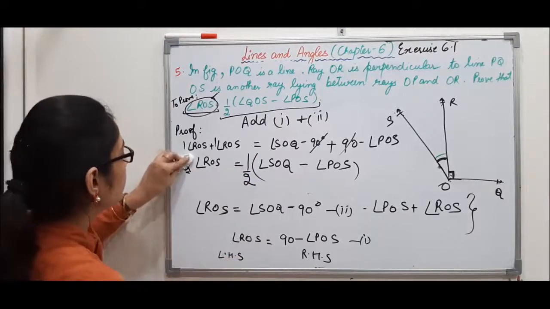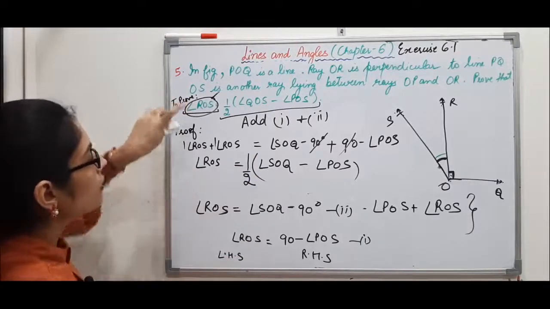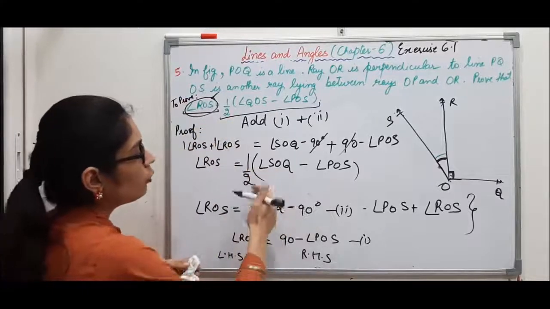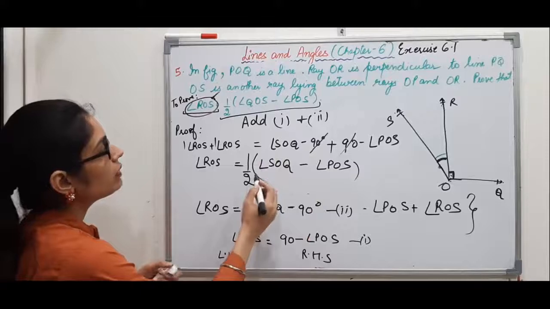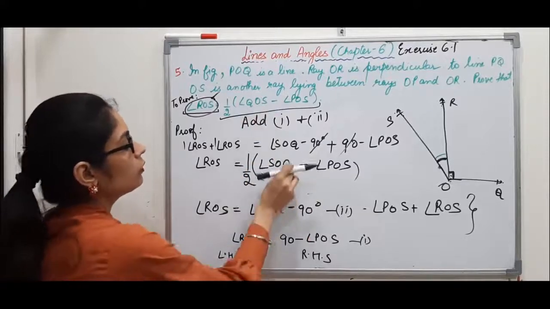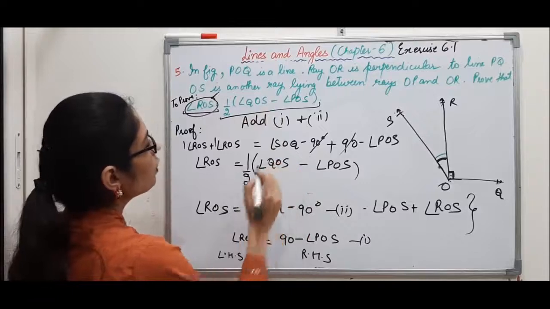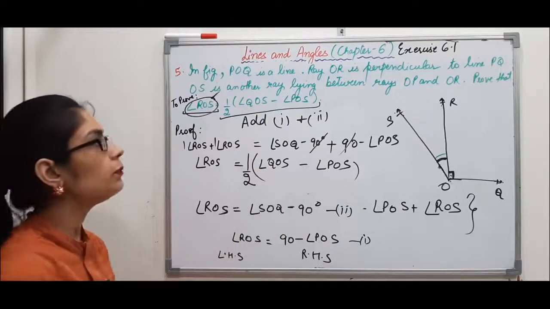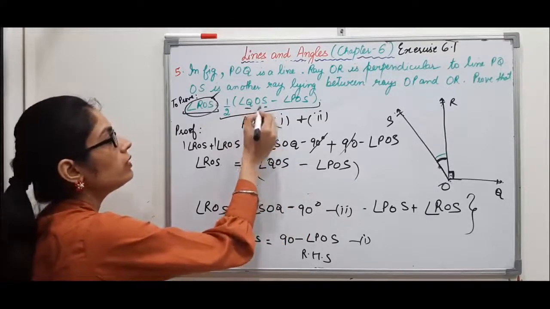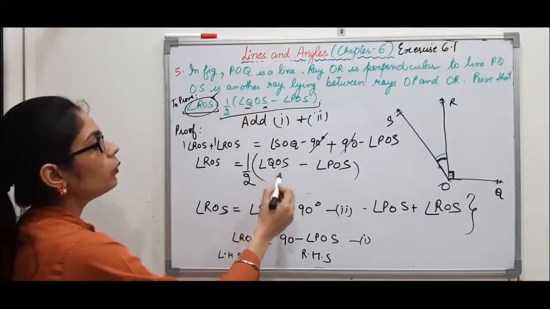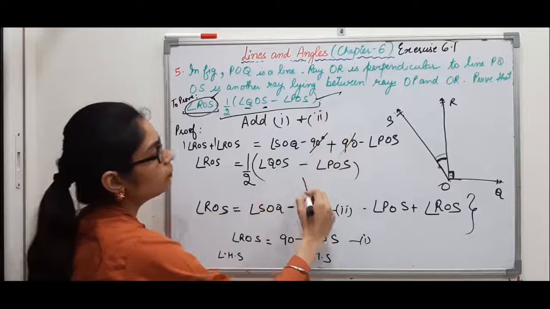Now let's see this thing. Angle ROS is equals to 1 by 2. So 1 by 2 means this thing is getting divided by 2, is equal to QOS. So let's write it as QOS, because it is same as I have already explained you. If you interchange these two things, it won't make any difference. So angle QOS minus POS. So hence proved.